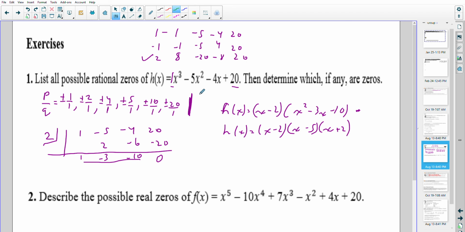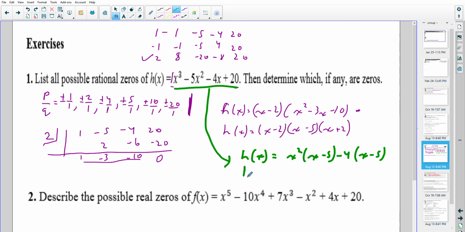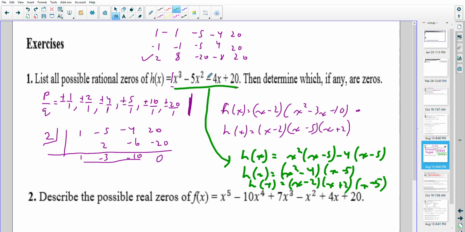However, if this was an ACT problem, I would look and see, can I factor that immediately? And that answer is, you know what, you can by grouping. So I can take out an x squared, and that's going to leave me with x minus 5. And then I can take out a minus 4, and that's going to leave me with x minus 5. And now you can see that h of x is equal to x squared minus 4 times x minus 5. And that is going to yield the same result that I have up above. This is not always going to be easily factorable, but in this case, you actually could do the same problem by using this method.